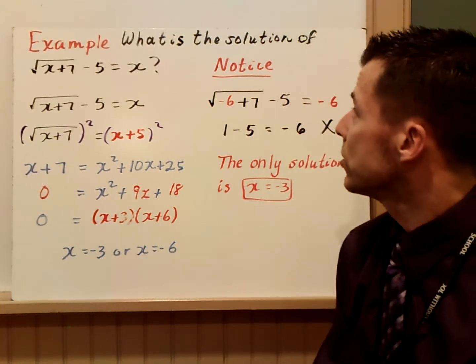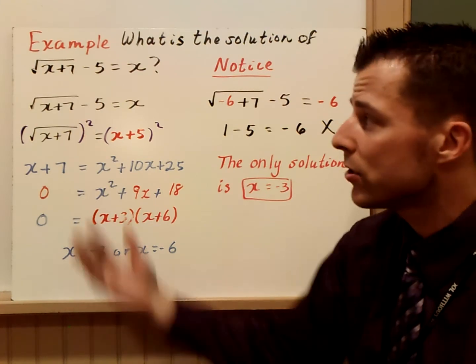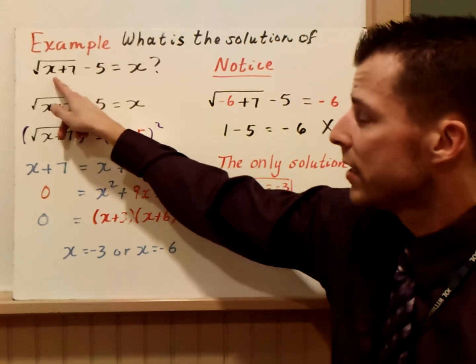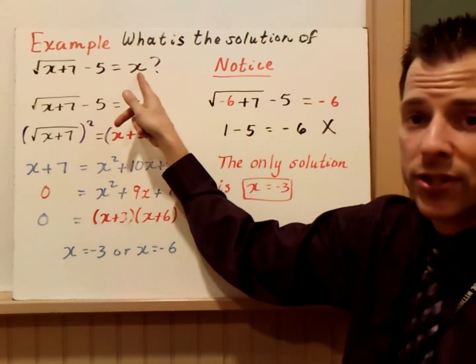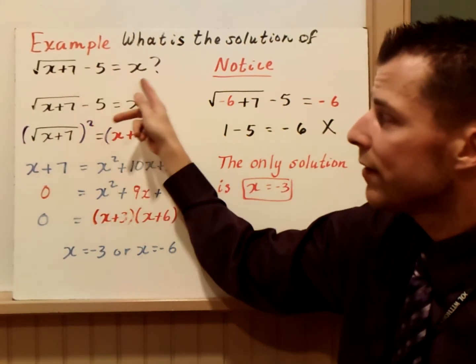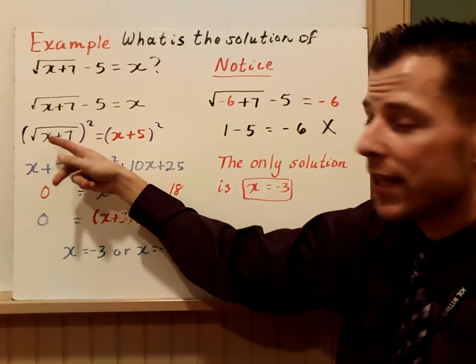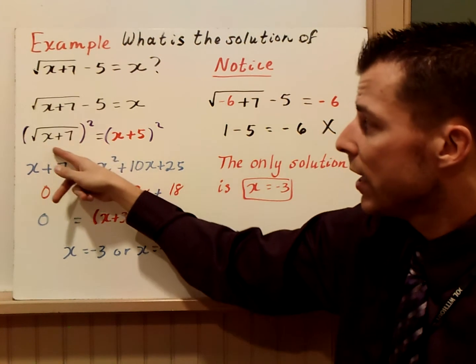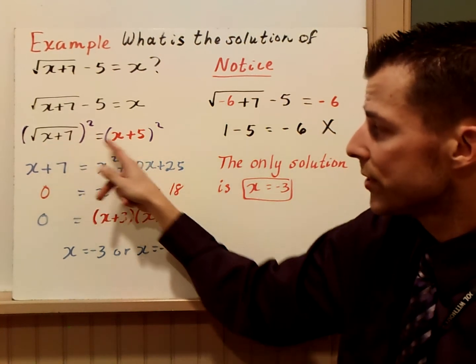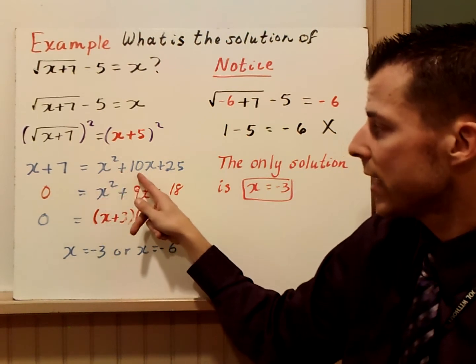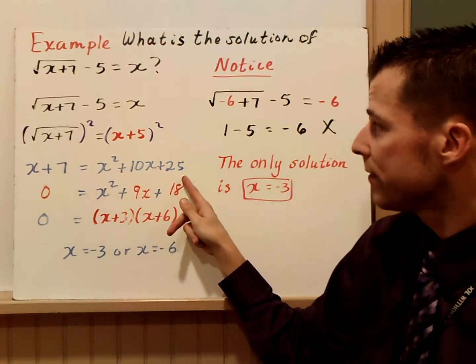Alright, what is the solution of this next example? Here's where you're going to see an extraneous solution. You've got variables on both sides, a radical here, and then just x here. So I'm going to add 5 to both sides first, and then I've got my radical by itself, and then I'll square both sides. So I'm left with x plus 7 equals x squared plus 10x plus 25.